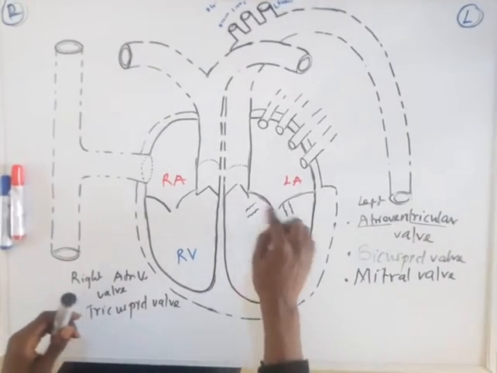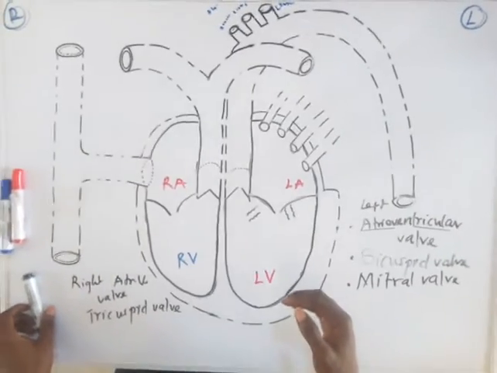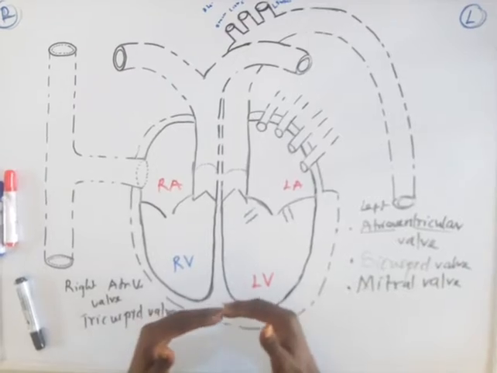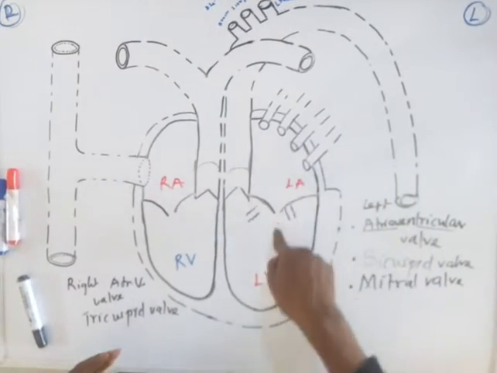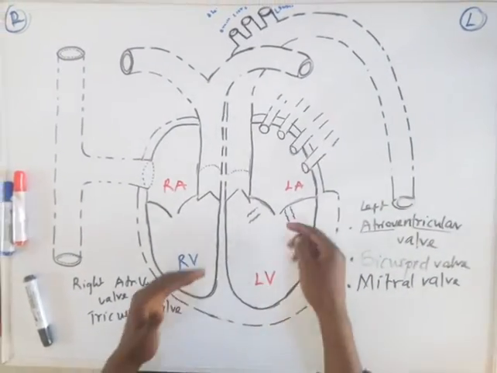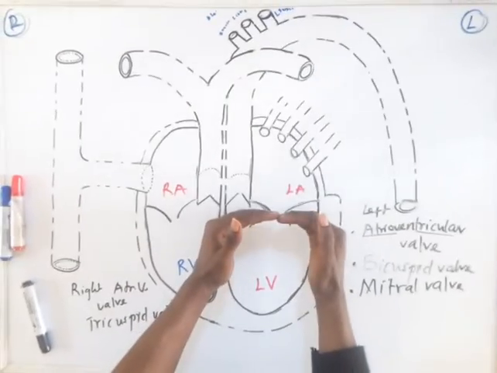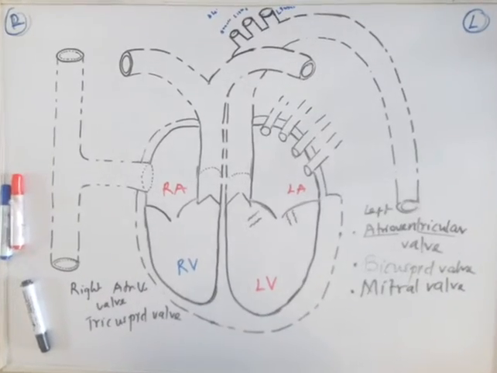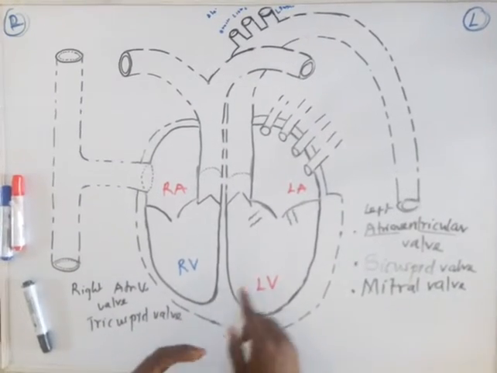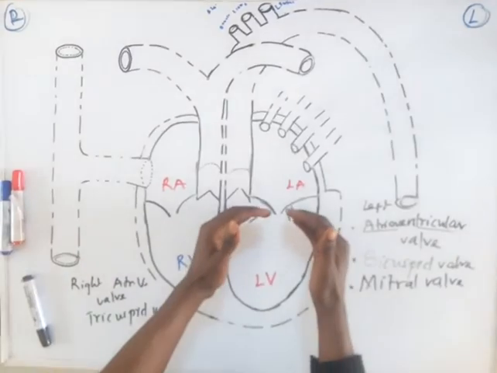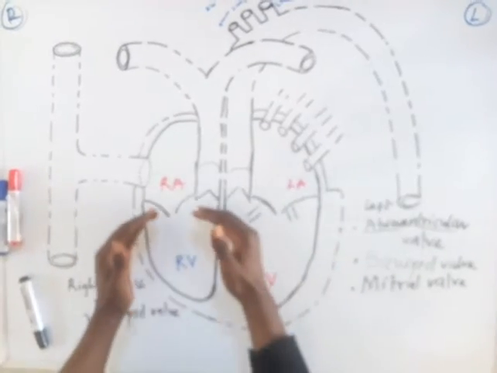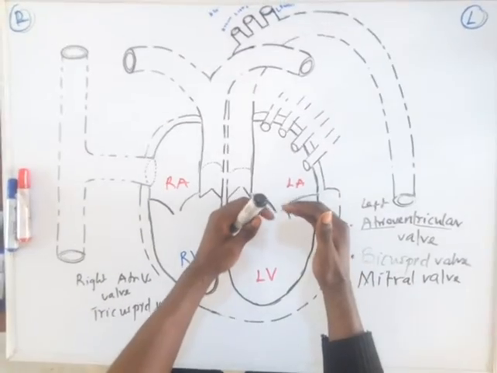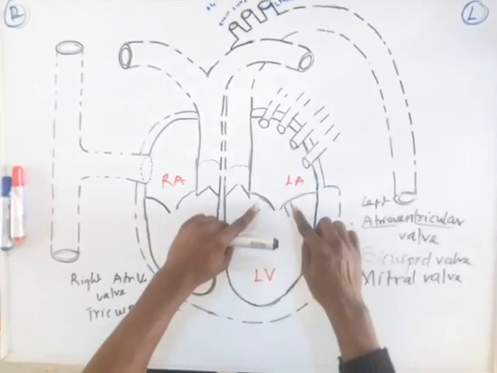Now the function of the valve is to ensure one-way flow of blood. The function of a valve is to ensure one-way flow of blood. When the blood goes from the atrium into the ventricle, it should not go back to the atrium. That is one function of the valves: to ensure one-way flow of blood.